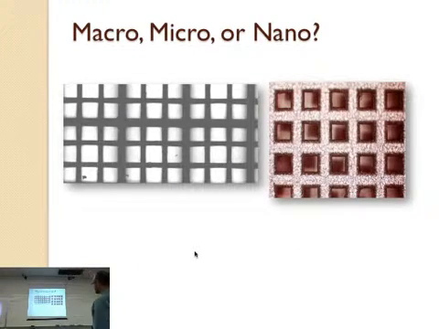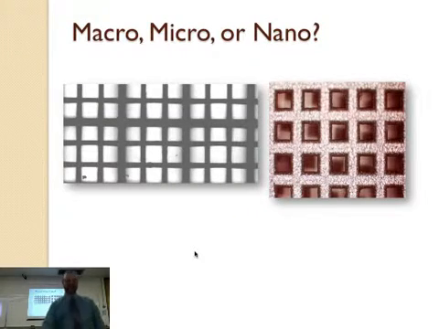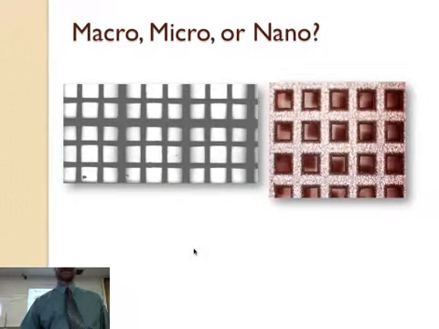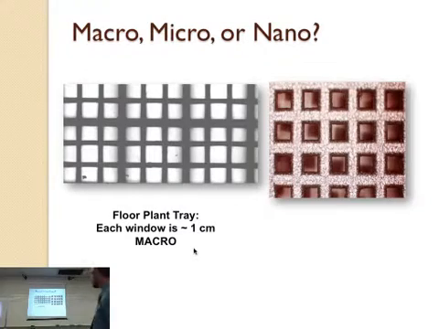So what about this? This is hard to judge, right? I'm not even going to let you guess. Could be anything. So the thing on the left is a floor plant tray. Each one of these little squares is about a centimeter.